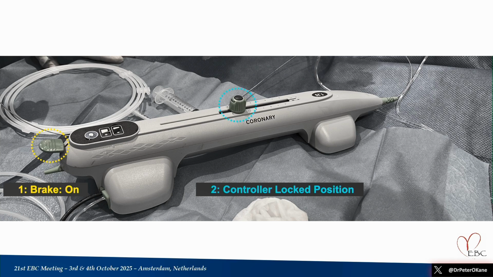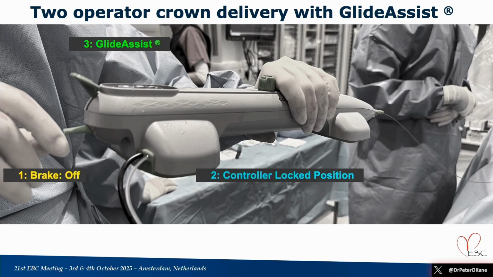It's got some safety cutouts. If the brake's on or off, it doesn't work. We've got the glide assist button, and then we've got the controller knob, and it's very, very simple to use. It's a two-person technique to deliver. It's probably the easiest way to do it. You haven't got a one-person option here, but it's really simple to deliver to the coronary.